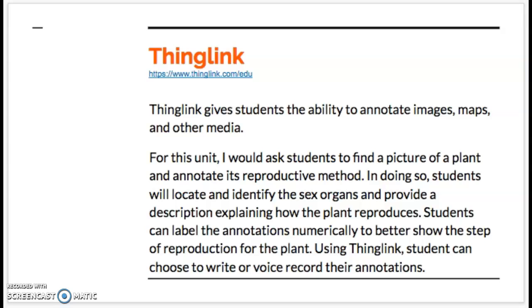Thinglink is a site that gives students the ability to annotate images, maps, and other types of media. So for this unit, I would ask students to find a picture of any plant of their choosing and annotate its reproductive method. In doing so, students would locate and identify the plant's sex organs and provide descriptions explaining how the plant reproduces. As students make their annotations, they can label them numerically to better show the steps of reproduction for the plant. Also with Thinglink, students would have the choice to either write out their annotations or voice record.